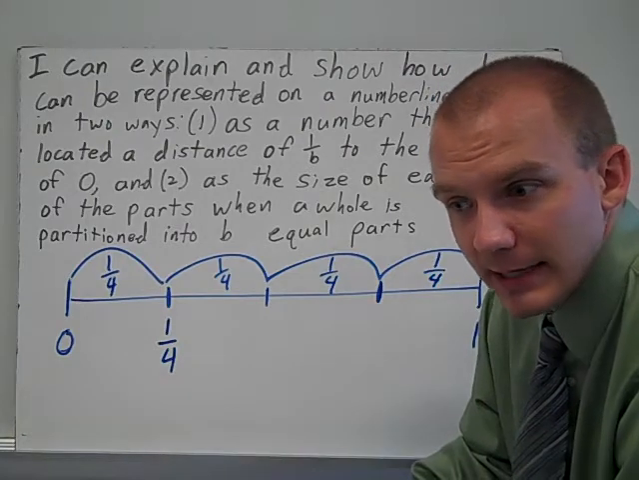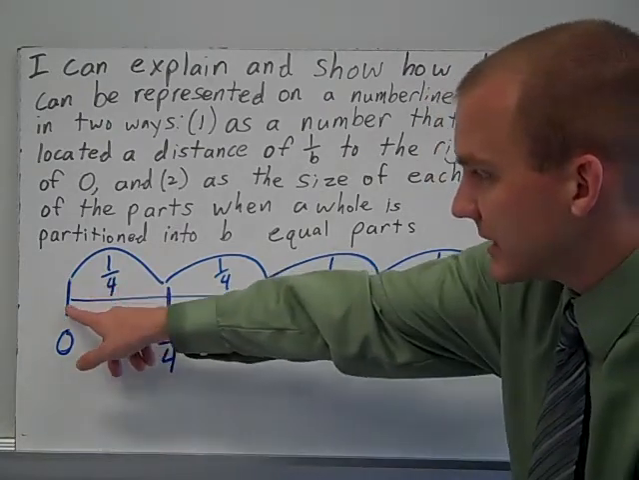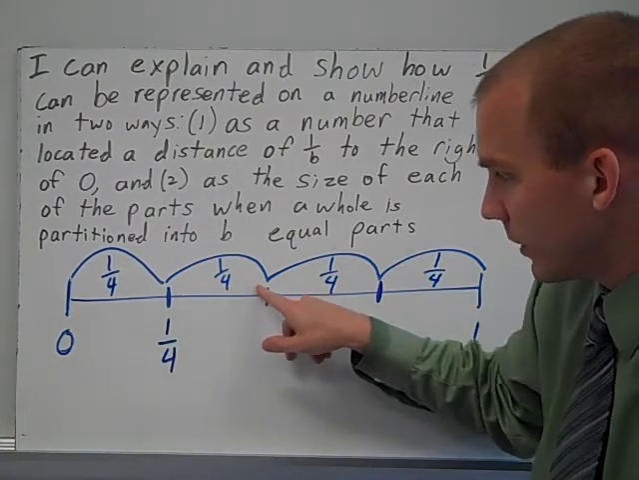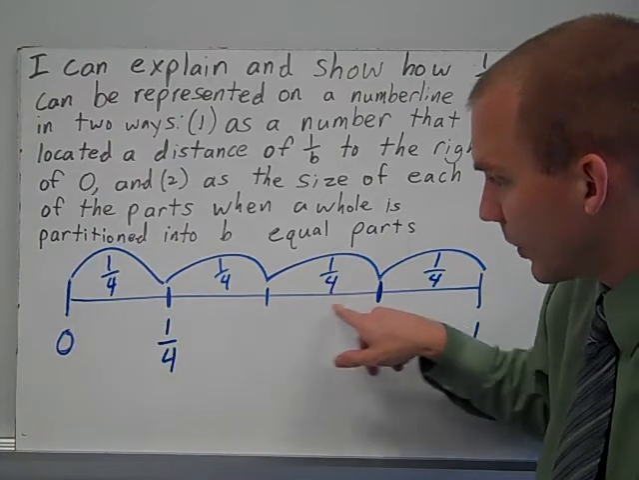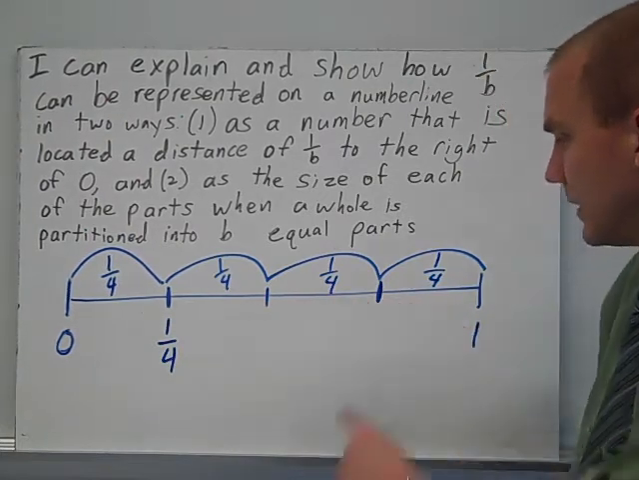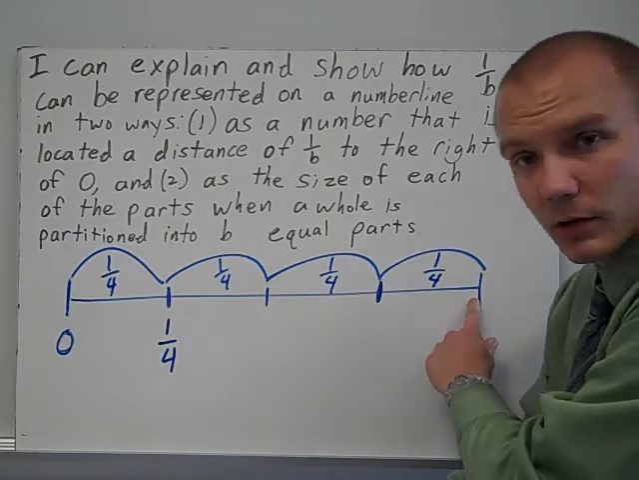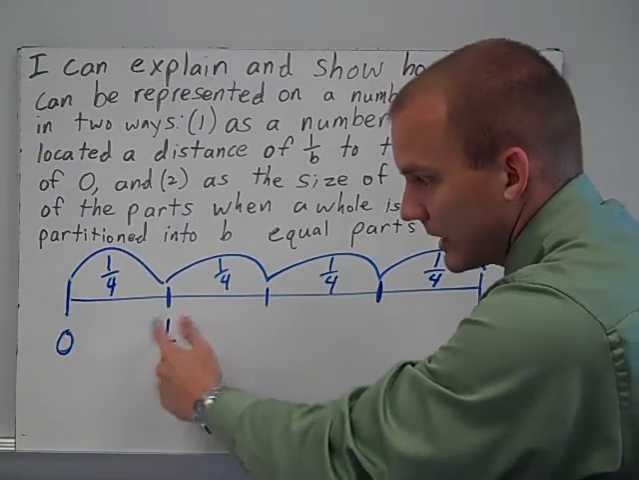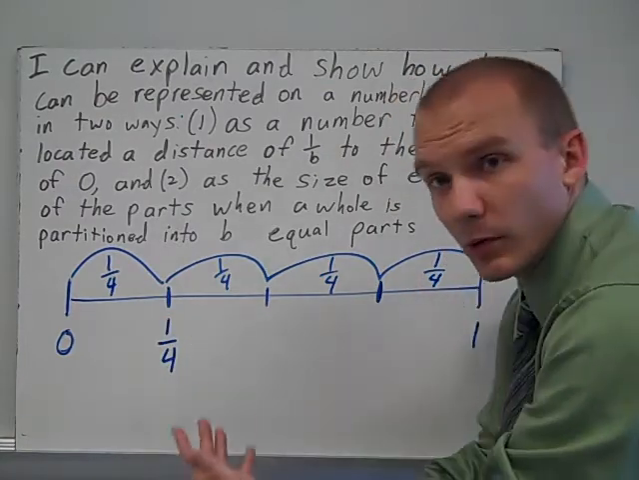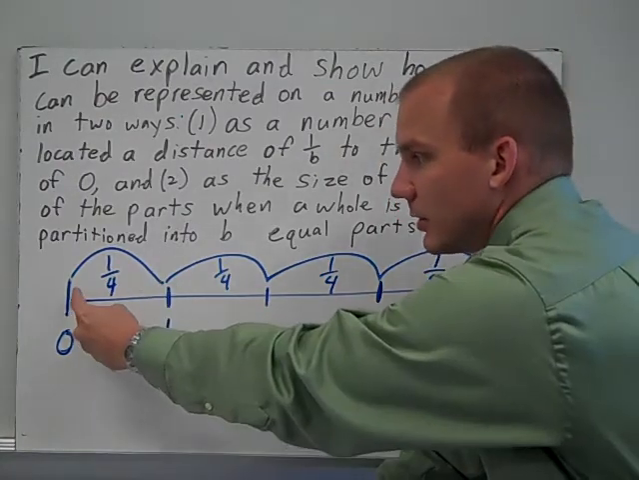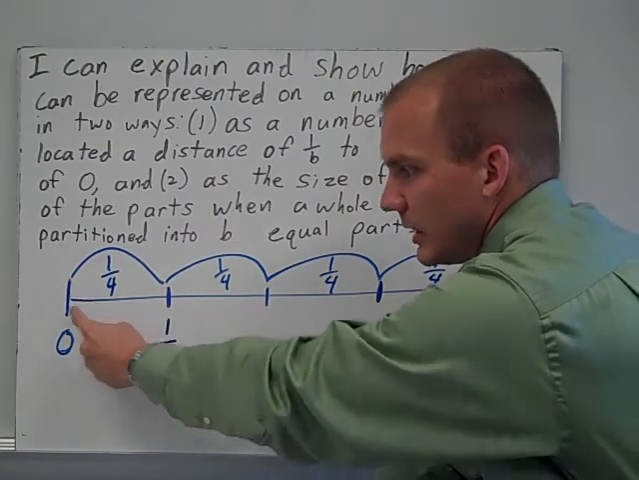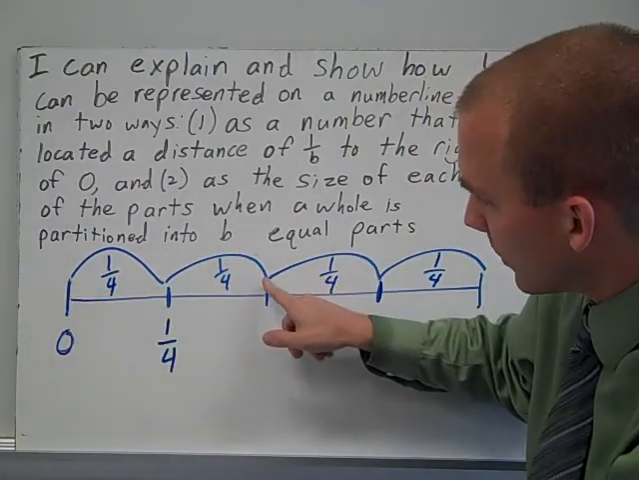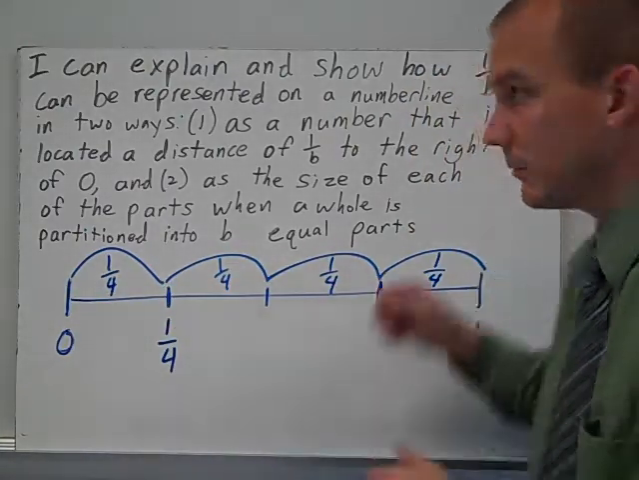The second way is saying that 1/4 is also the distance from 0 to 1/4, and then from 1/4 to 2/4, that's 1/4, and this distance here is 1/4, which would be from 2/4 to 3/4, and from 3/4 to 1 is also 1/4. So the first way is just putting 1/4 right where it belongs, where you would count 1/4, 2/4, 3/4, and so on. The second way is to know the space. The space between these two marks is 1/4 long. 1/4, 1/4, 1/4, 1/4. That's it.